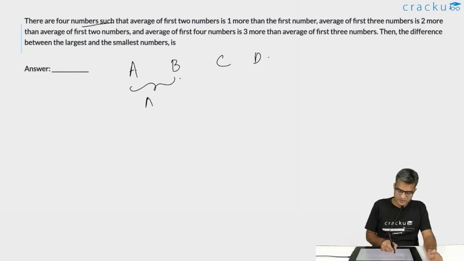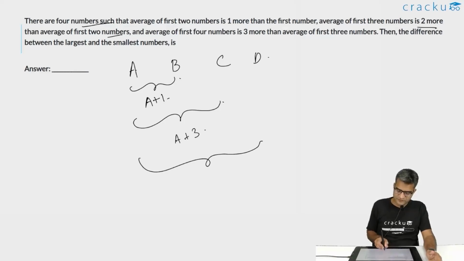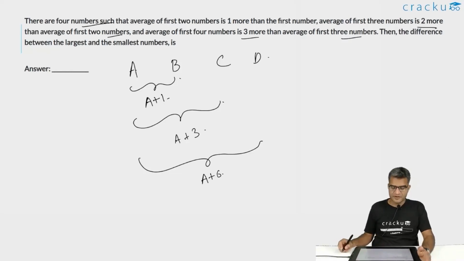So this is A plus 1. The average of the first 3 numbers is 2 more than the average of the first 2 numbers, so this is A plus 3. And the average of all the 4 numbers is 3 more than the average of the first 3 numbers, so this is A plus 6. We are essentially required to calculate the difference between D and A.